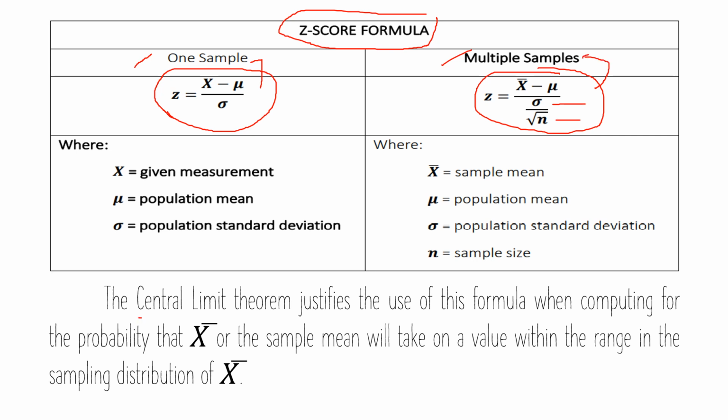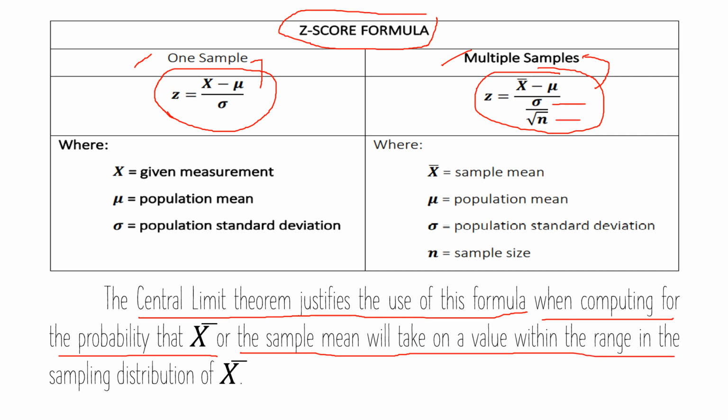Now, the central limit theorem justifies the use of this formula when computing for the probability that x bar, or the sample mean, will take on what value within the range in the sampling distribution of x bar. So we simply use the Z-score formula for us to deal with the central limit theorem, dealing with one sample and multiple samples. Then we need to substitute the given values for your raw score, your population mean, your population standard deviation, your sample mean, and your sample size.